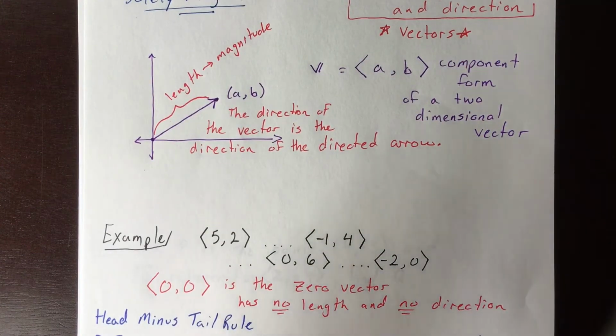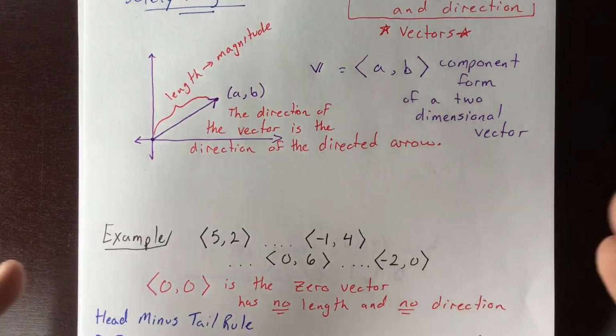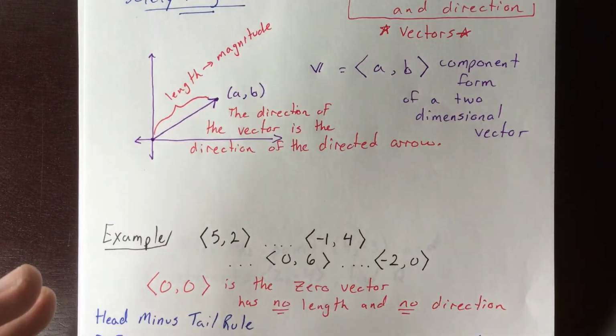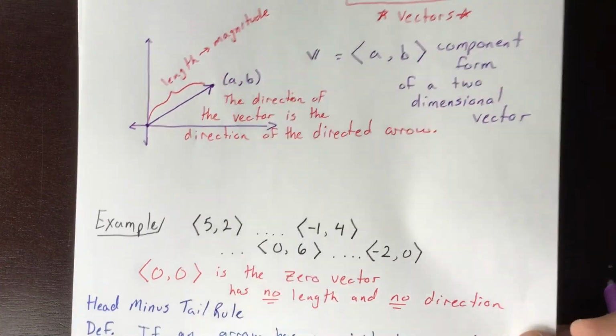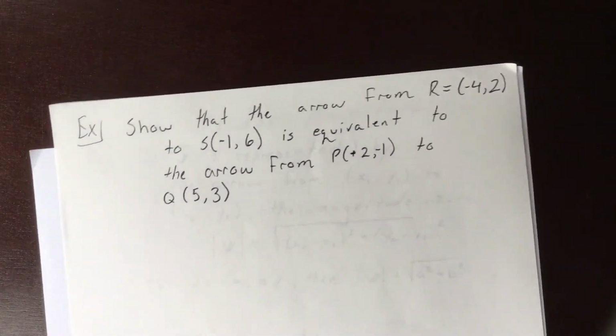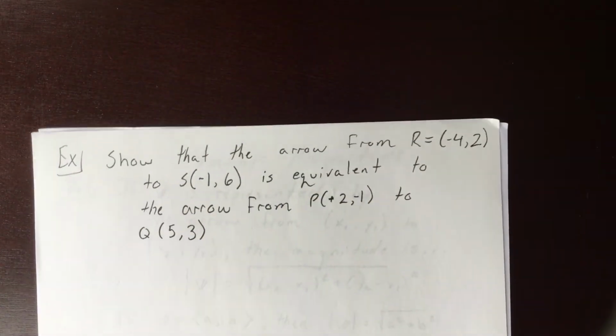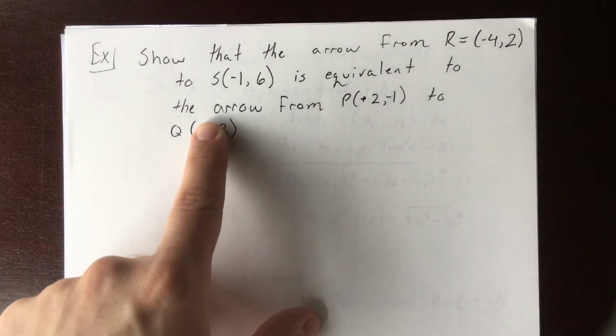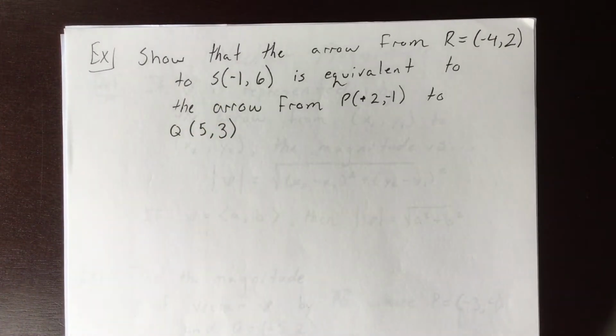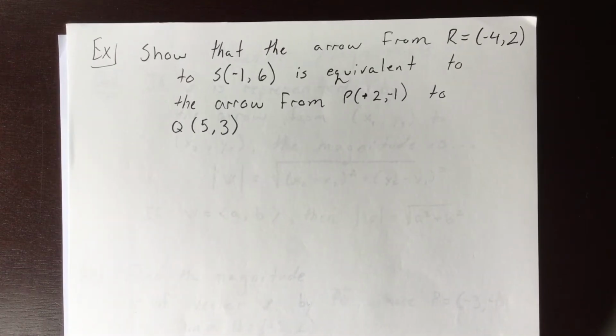Okay, so that's how I'm writing the V for vectors, and you'll see how I'm writing other letters like U and whatnot here. Okay, so let's see what we have next. So let's say, great question. Show that this arrow from R to S is equivalent to the arrow from P to Q.